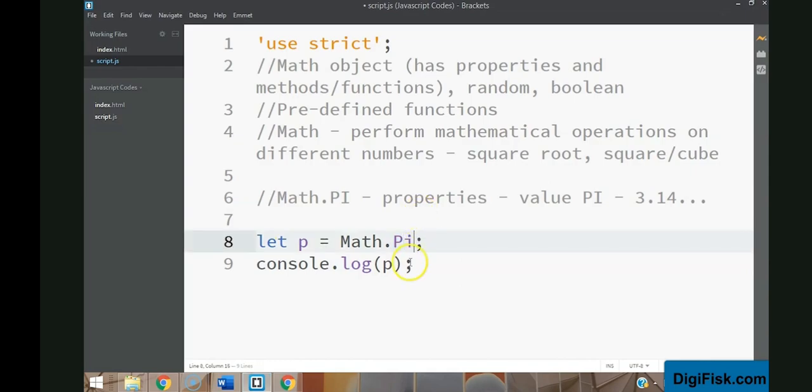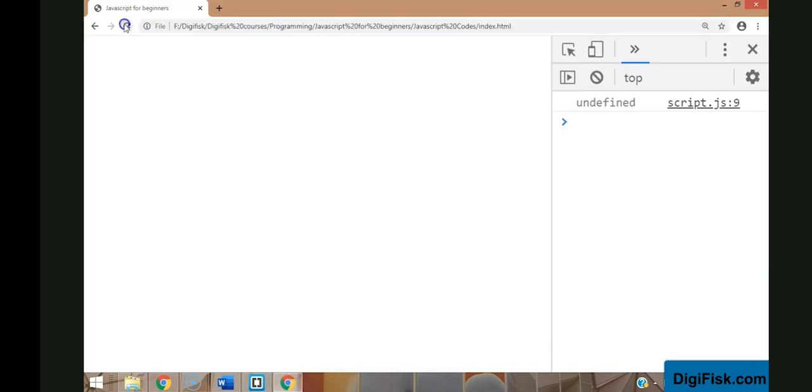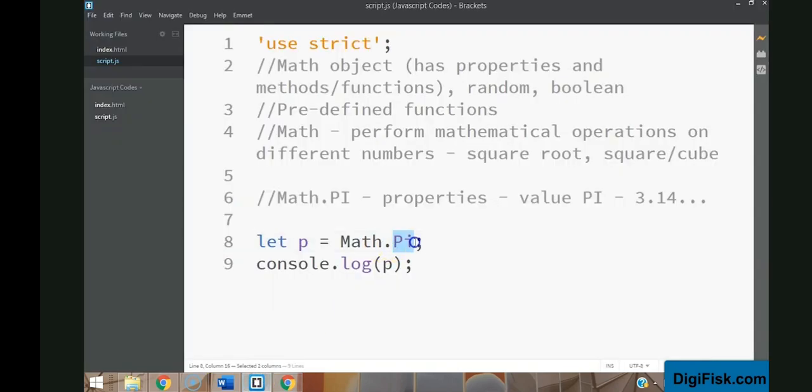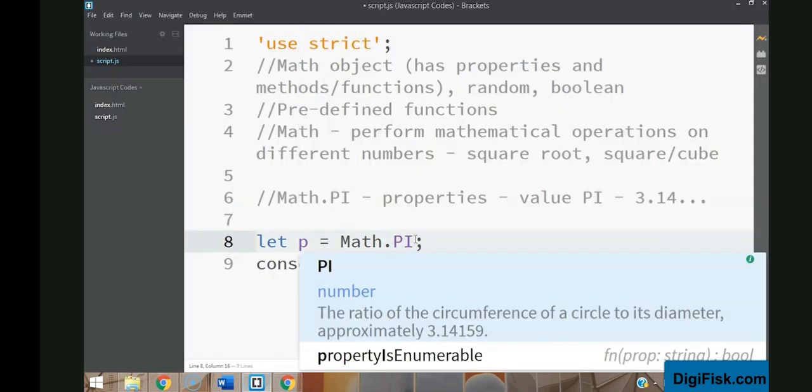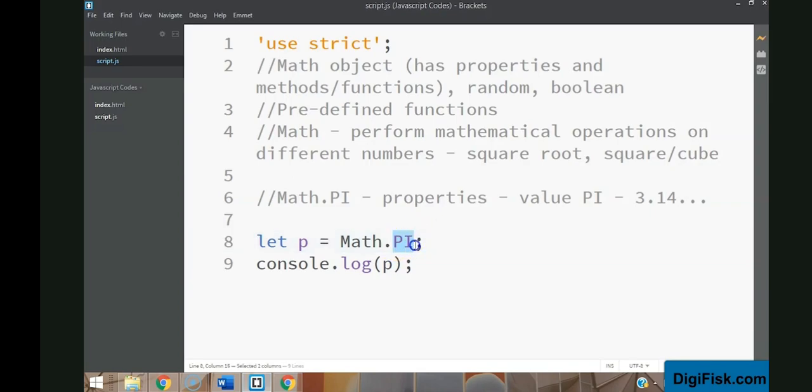Note that P and I are both capitals. If you write it in lowercase like this, you're not going to get anything, because it does not have any value. Only capital PI is predefined, so this is the only thing that has a value. So that's Math.PI.